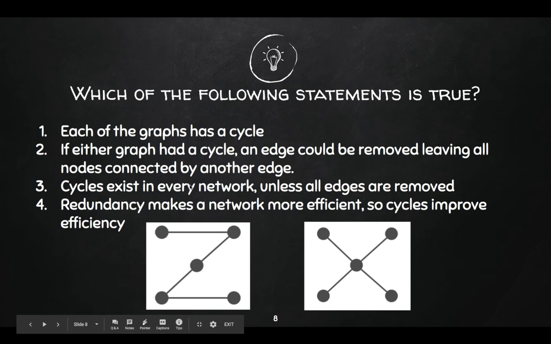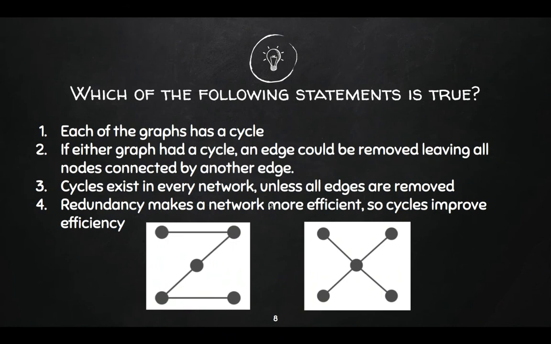So that's kind of an if. It is true, an edge, but it has to be a specific one. Cycles exist in every network unless all edges are removed. Well, that's not true. These are both networks and they don't have any cycles, so that's not a true statement.